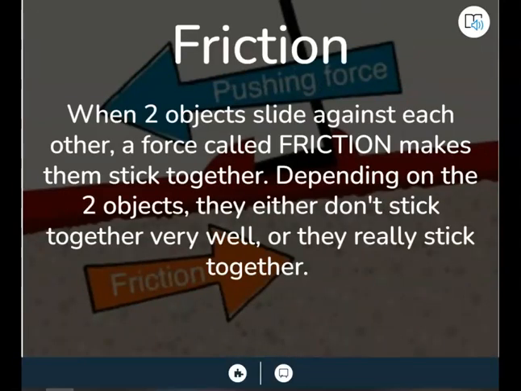But that brings us to friction. Friction is when two objects slide against each other. Now, Bella, as objects are moving against each other, even my shoes and the floor, there is a small amount of heat that builds up.